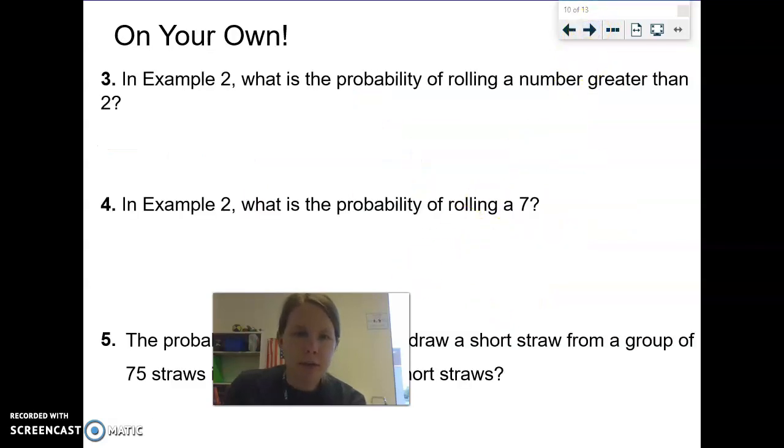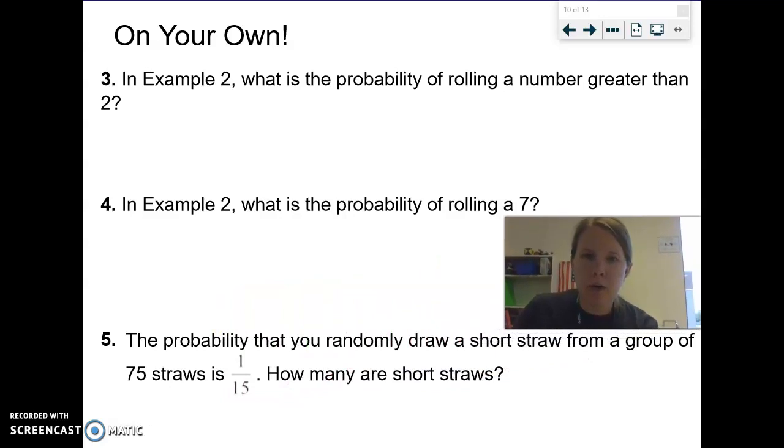Right? So now you have a few here on your own. You're going back into example 2, so you're thinking about that dice. And number 5 here is talking about the straws. I want you to go ahead, pause the video, and come up with the probability. Remember, it's always favorable outcomes out of the total amount of outcomes there are. All right, pause your video. When you get back, we will go through the answers.